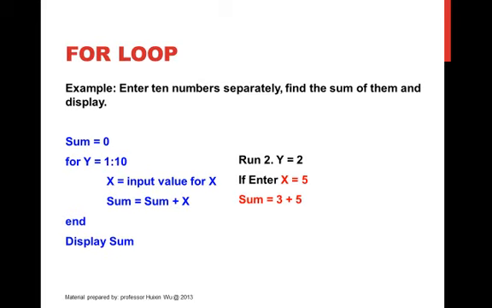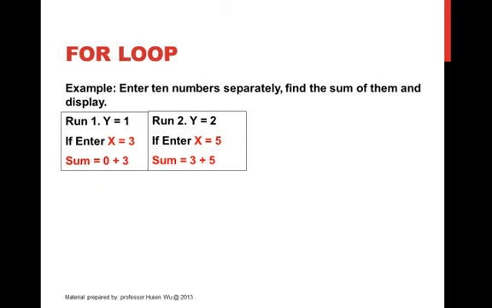Now the program moves to the next line, sum. Here sum is equal to the previous value for sum, which is 3, and adds the value of x, which is 5. Now, the value of sum is 8. The for loop will run until y is equal to 10. For this program, the sum value will be the latest sum value.